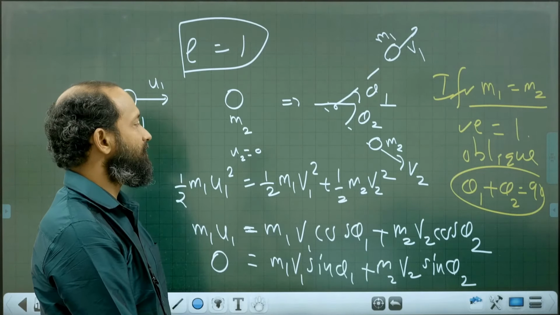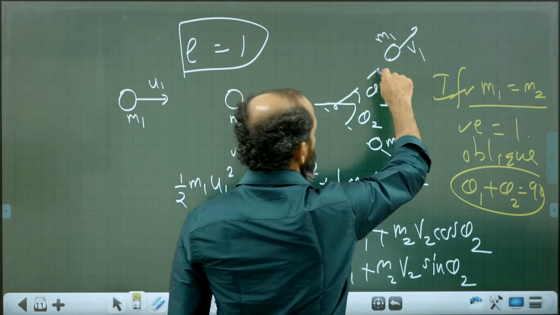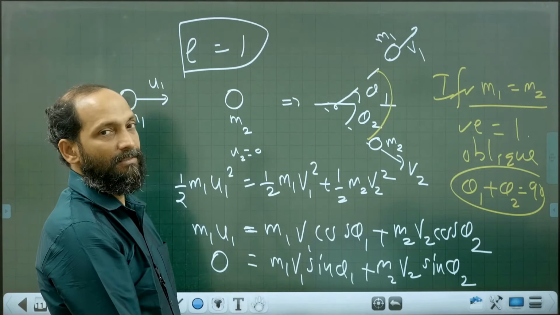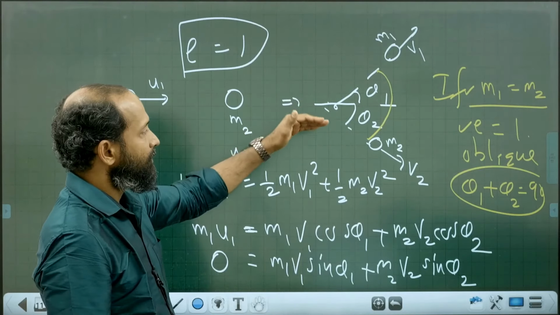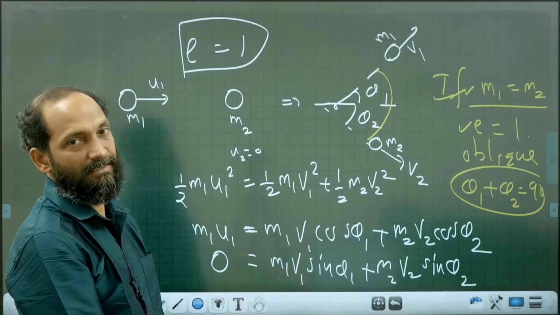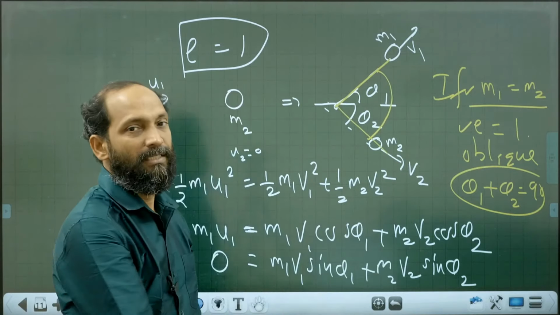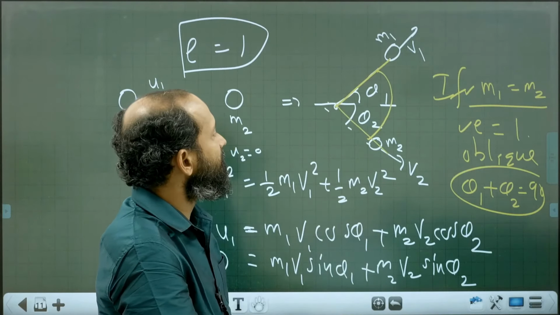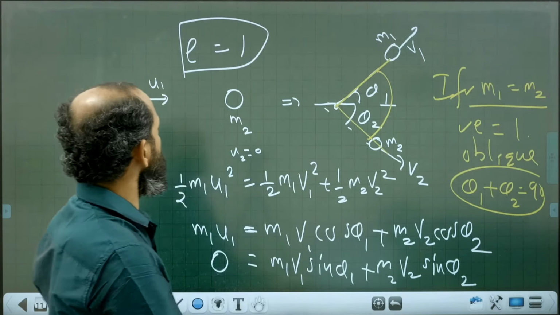So in oblique elastic collisions, the angle of scattering, that is theta 1 plus theta 2, which is equal to theta, is complementary. Theta equals theta 1 plus theta 2. If theta 1 is 30, theta 2 is 60. 30 plus 60, 90. Okay, the angle of divergence will be 90. So their velocities will be at right angles. If one is 20, the other is 70, and so on. So that is also worth noting.